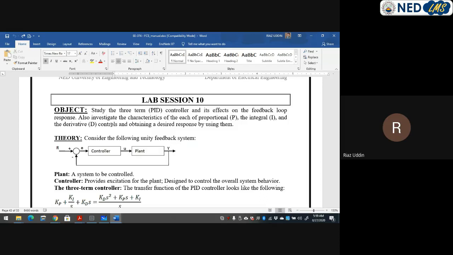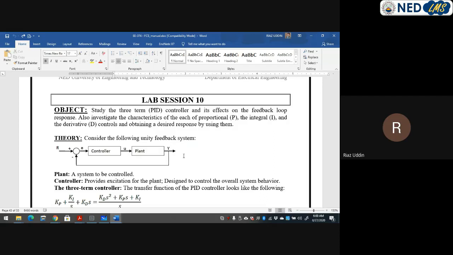Each term has a different impact, and before going into the details, I have prepared a very brief document while simulating in Simulink, so that I can give you the initial idea of how to tune the PID controller's parameters to get the desired response. You can do the same practice to master this, because this is a recursive process.